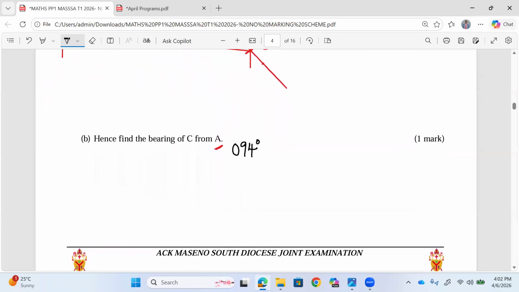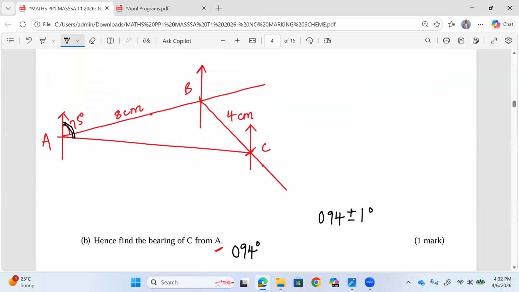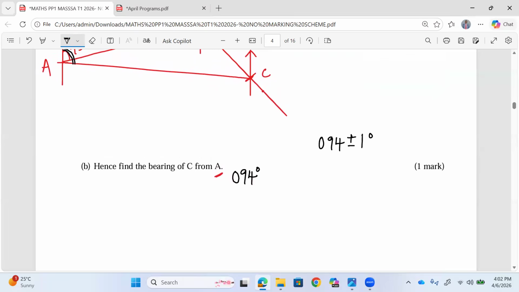It's also good for you to know that in marking, we allow an accuracy of one degree. This is going to be 094 plus or minus exactly 1 degree. So somebody with an angle of 93, another one with an angle of 95, shall be considered to have done the right thing. So the accurate answer is 094. For you to earn the mark, you're supposed to state it very well, 094, not just 94.